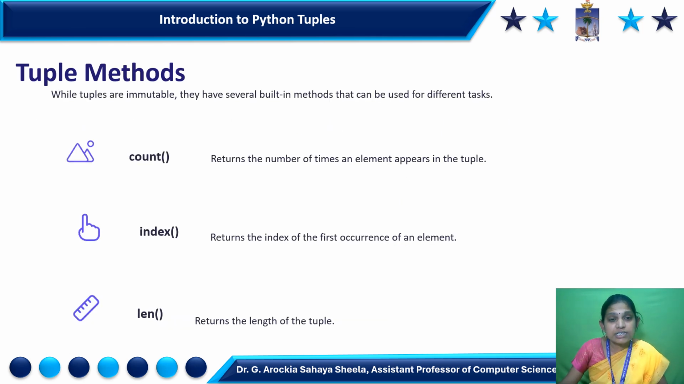And the next one is tuple methods. While tuples are immutable, they have several built-in methods that can be used for different tasks. The very first method is the count method. It shows the number of times an element appears in the tuple. The index method shows the first occurrence of an element. And next is length, which finds the length of the tuple. If it has 4 elements, it shows the length value as 4.